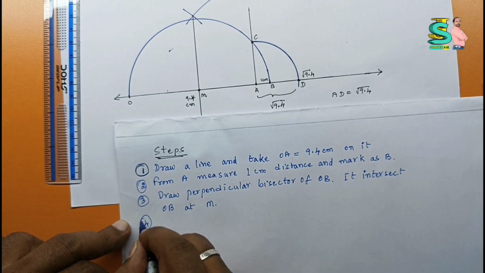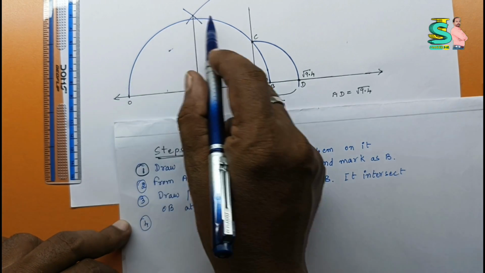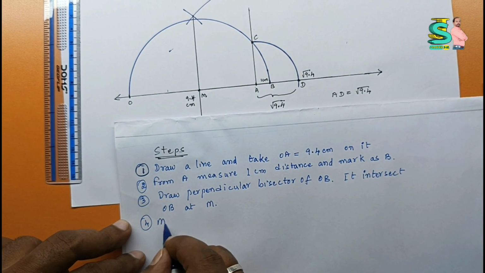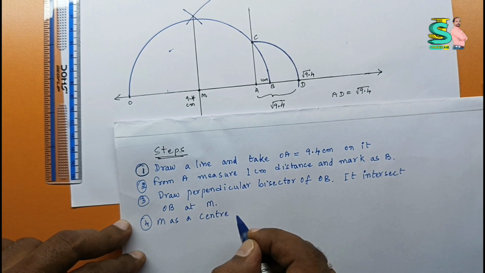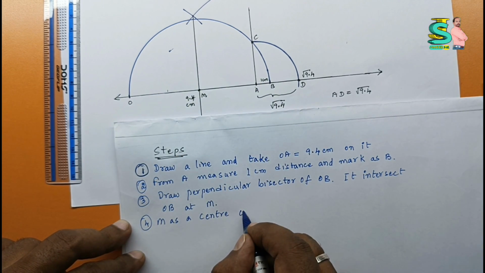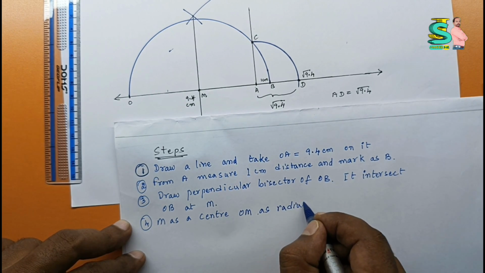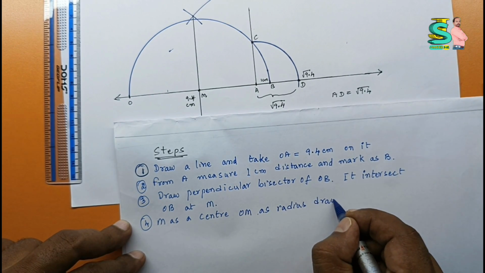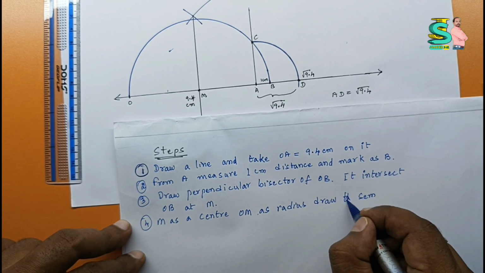What we did next step? M as a center, OM as radius, draw a semicircle. M as a center, OM or MB. Draw the semicircle.